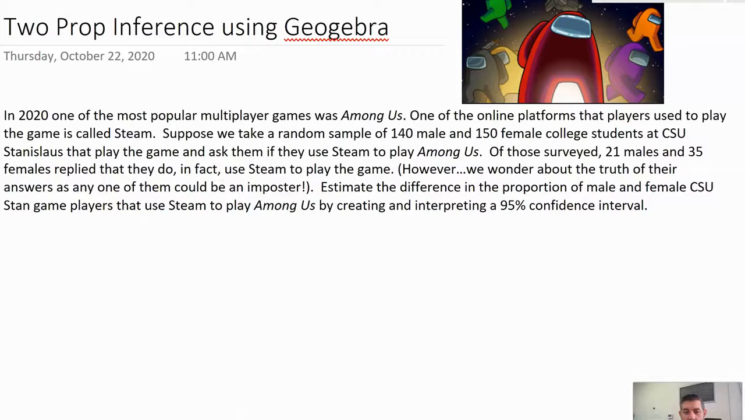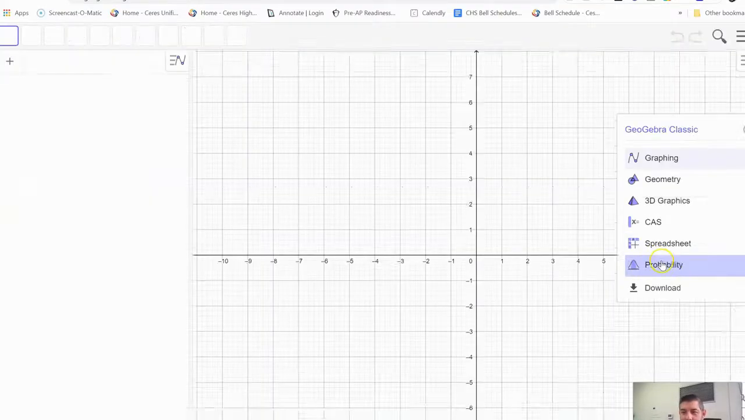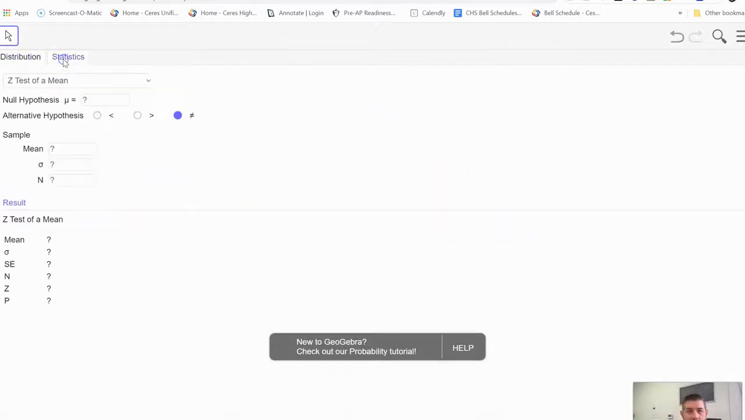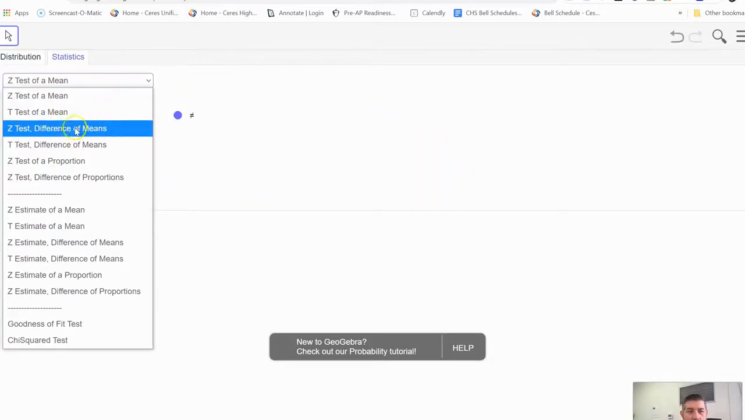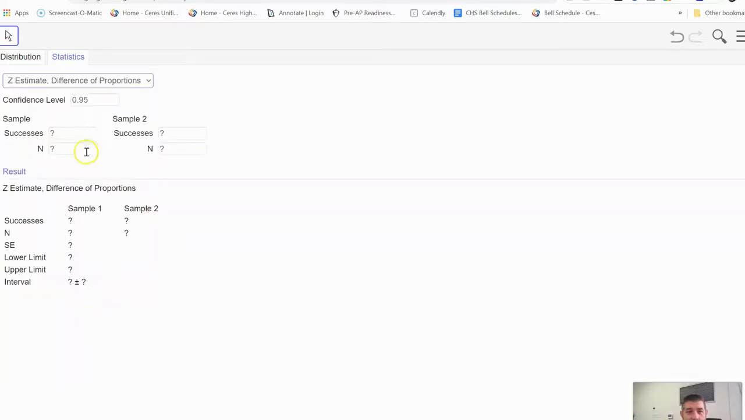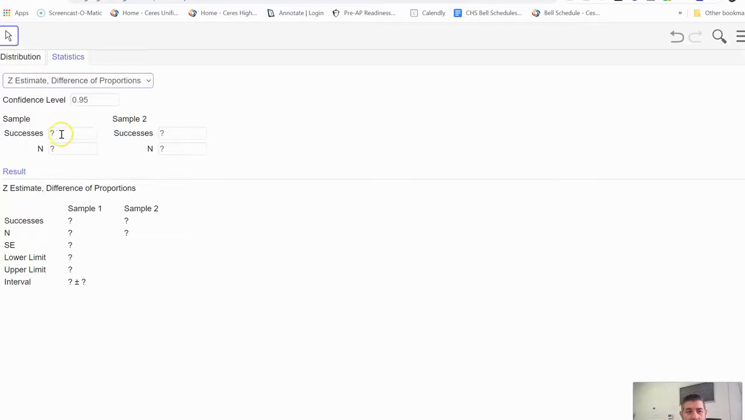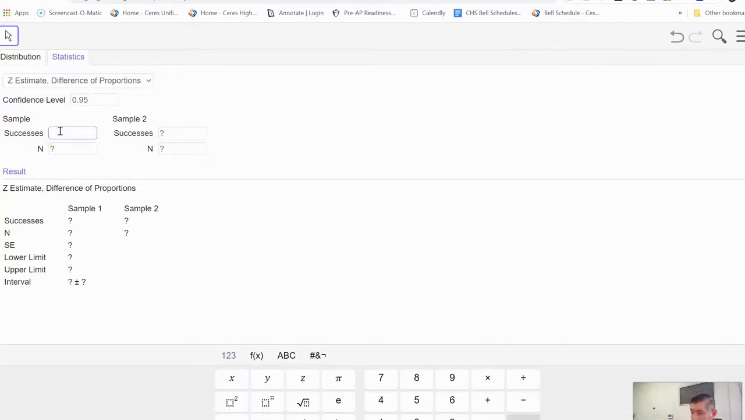So what we're going to do is we're going to go to, of course, Geogebra and figure this out. So we're going to go to, I like Geogebra Classic, probability, statistics, and we are doing a z estimate of a difference in proportions. All right. So we're going to go with a 95 confidence level this time. I believe I changed it to a 95% confidence interval. So we're going to go 95% confidence. Our first sample is going to be our male students in this case, which is going to be 21 successes out of 140 male students, and 35 out of 150 female students.